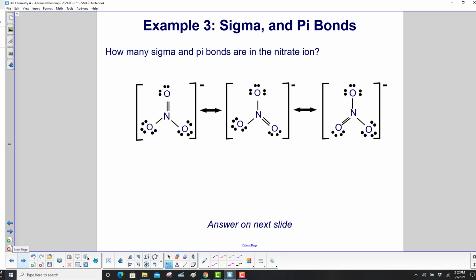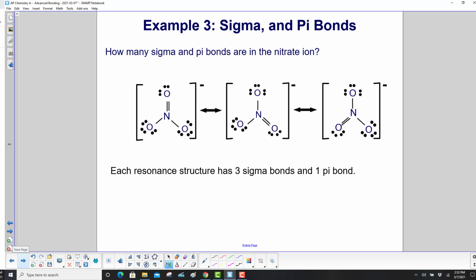How many sigma and pi bonds are in the nitrate ion? Each resonance structure has 3 sigma bonds and 1 pi bond. So here's a sigma, and right over here you have a sigma plus a pi bond. So all 3 of them have the same thing, so 1, 2, 3 sigma and 1 pi.